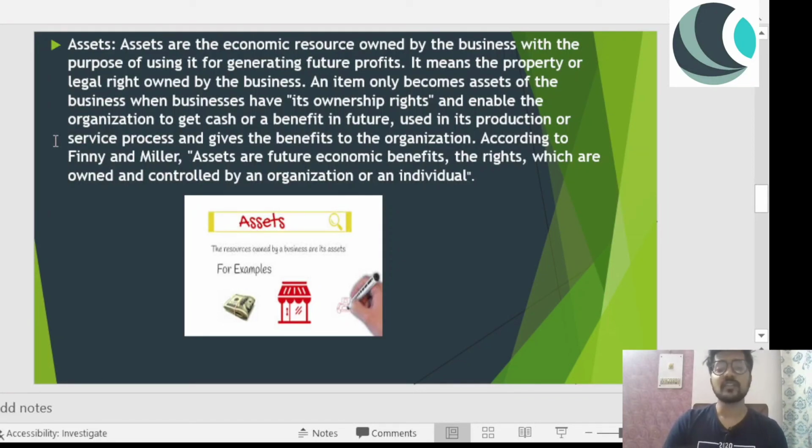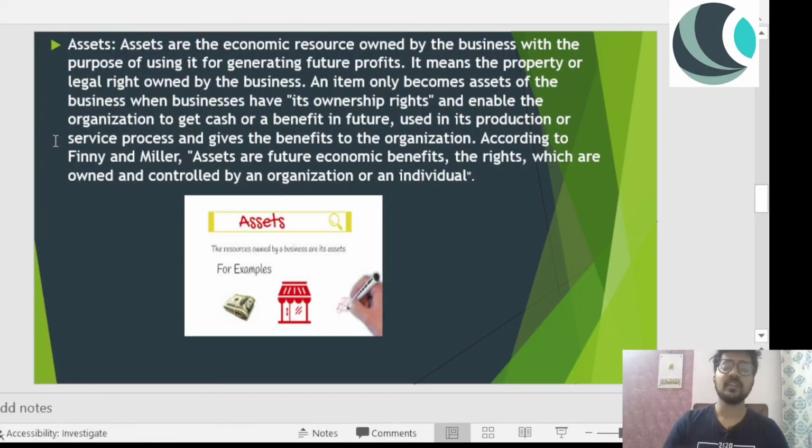So used in its production or service process, giving benefits to the organization. So we are talking about assets as the economic resources owned by the business with the purpose of using them for generating future profits. According to Finney and Miller, assets are future economic benefits, the rights which are owned and controlled by the organization or an individual. Even I can set up a business, or there could be members coming together, and then we are setting up a business, and then we are an organization. So that asset belongs to the whole organization and not to me in that case, because I'm not the only one who's the owner of the organization. So that asset belongs to the whole organization, right.